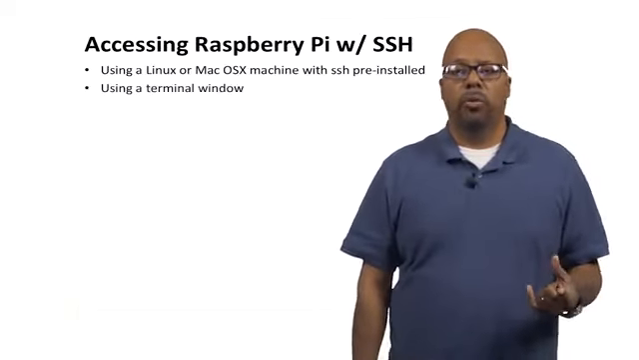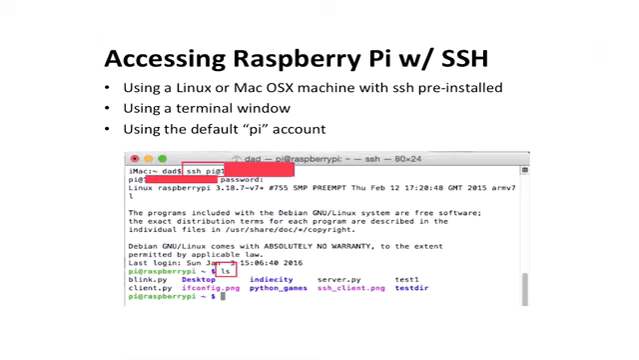So I'm using a terminal window, and I'm using the default Pi account. We have a Pi account, right? Username Pi on our Raspberry Pi, password Raspberry. By the way, if you do this, be sure to change the password of that Pi account, because if you connect your Raspberry Pi to the network, everybody knows that there's a username Pi and password Raspberry. So you have to change that.